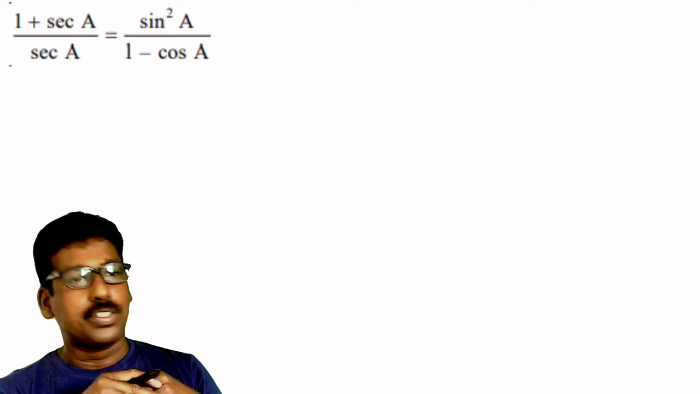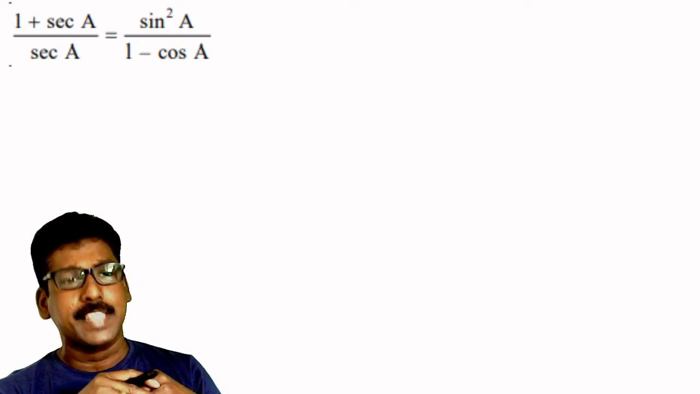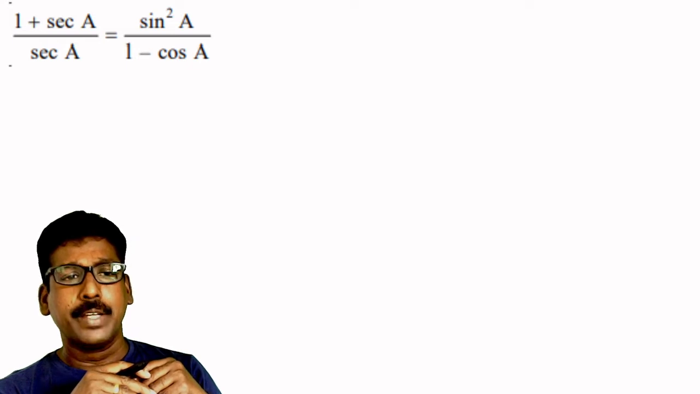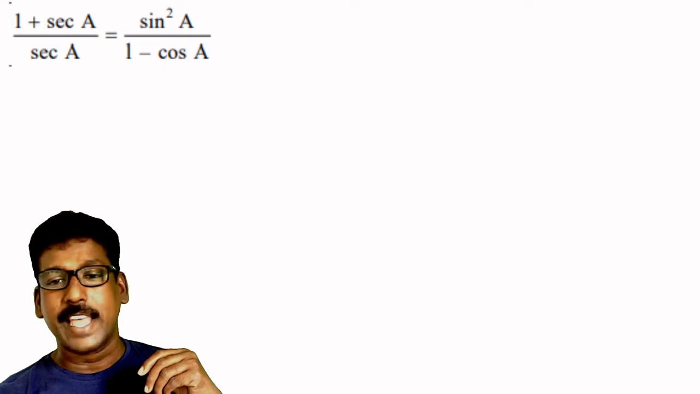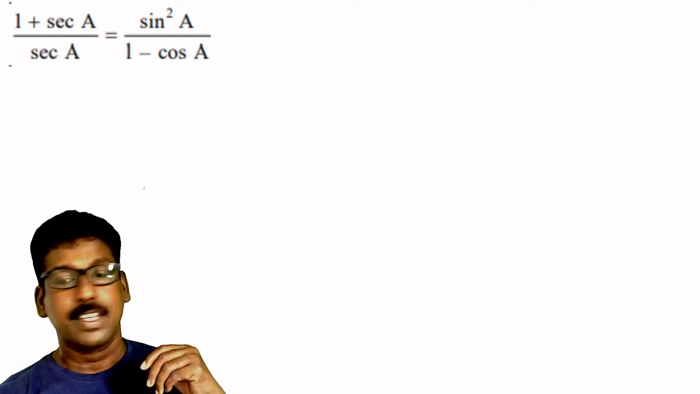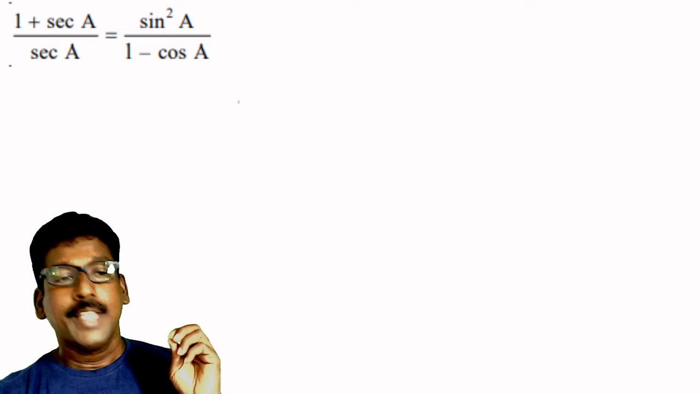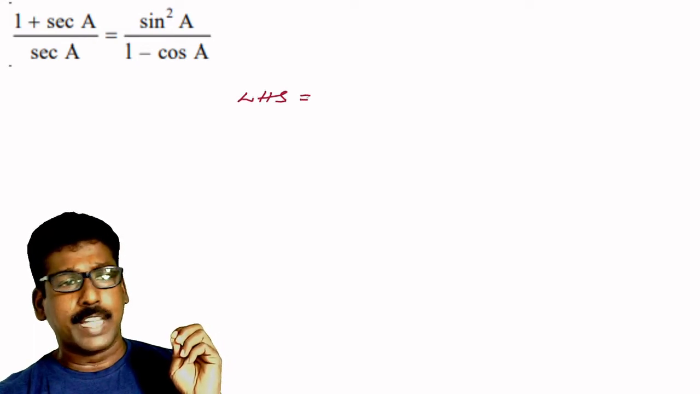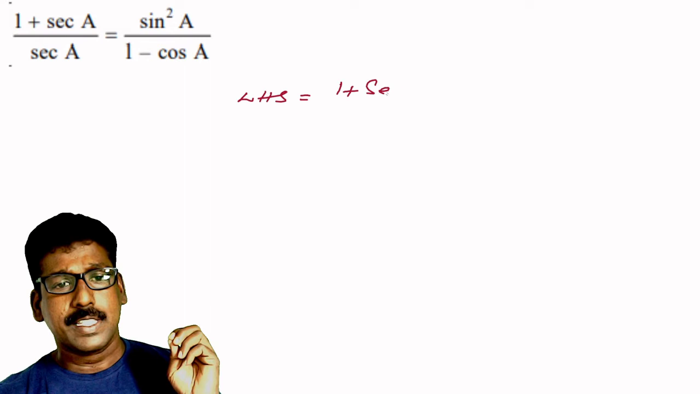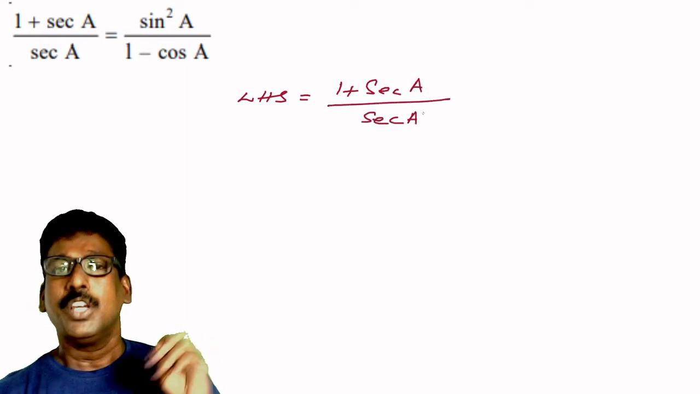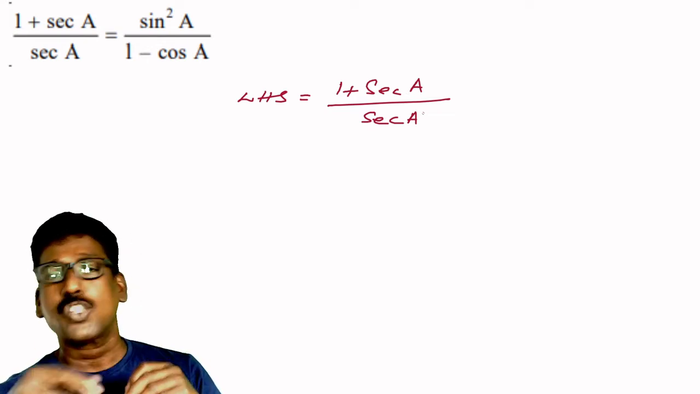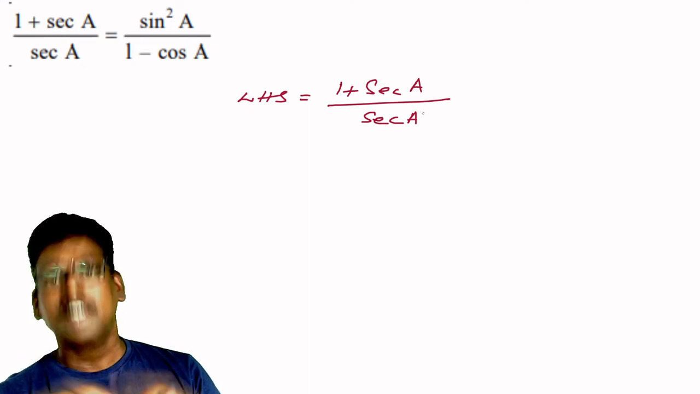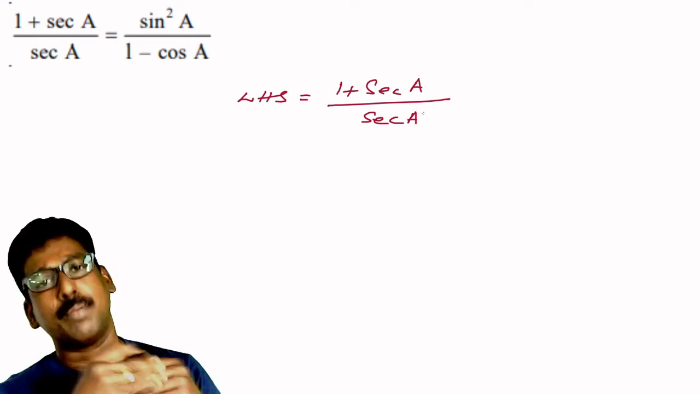Here is the first question. 1 plus sec A by sec A is equal to sin square A by 1 minus cos A. Here two parts are there, one is LHS and the other is RHS. LHS is 1 plus sec A by sec A. You have to simplify this and you must get sin square A by 1 minus cos A, which is the RHS. This is what you have to do in this type of questions.